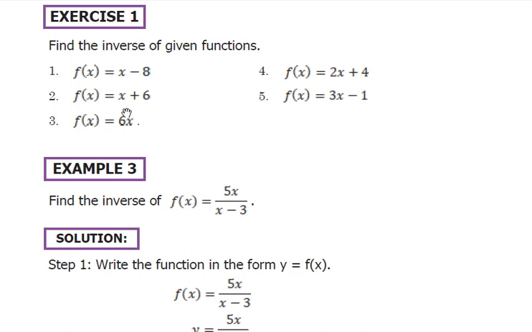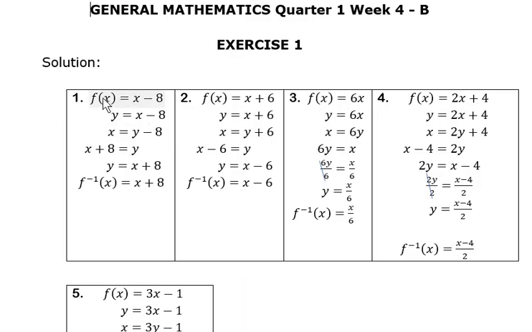And for exercise 1, find the inverse of the given functions. So let's start with the first function. It's a linear function similar to example 1. Then we have f of x equals x minus 8. For the solution, here, we have to write it in the form y equals f of x. In this case, y equals x minus 8.